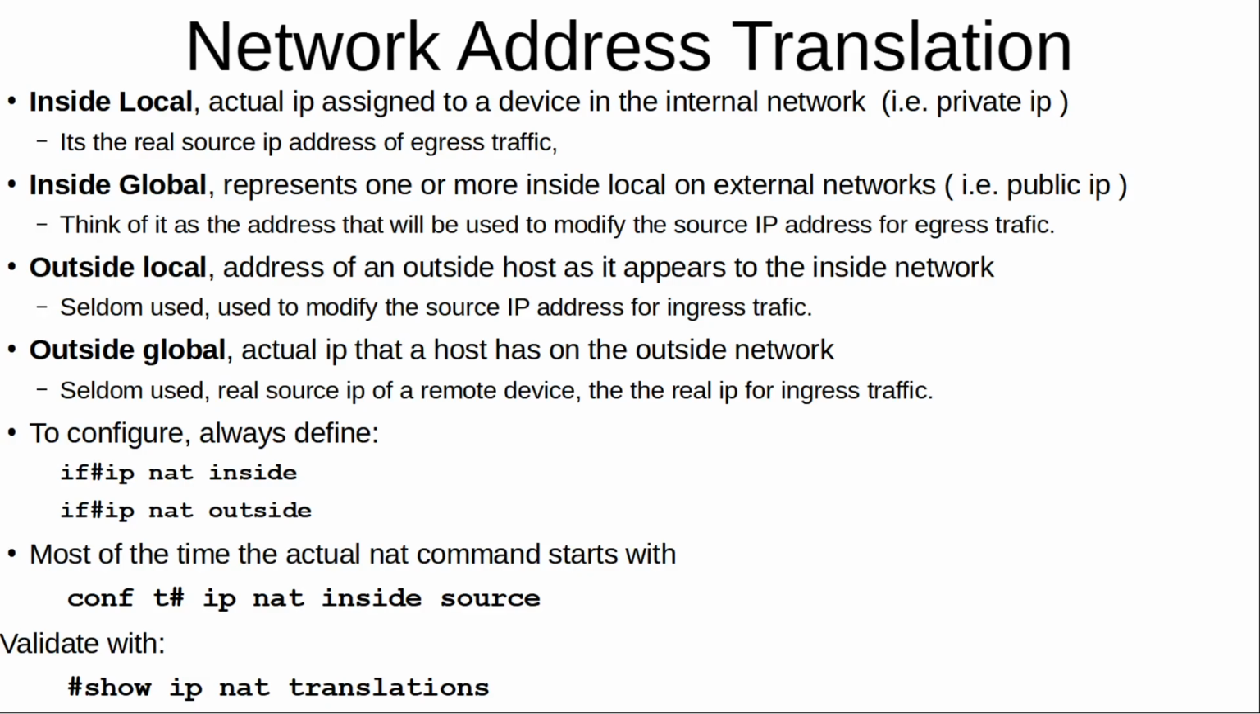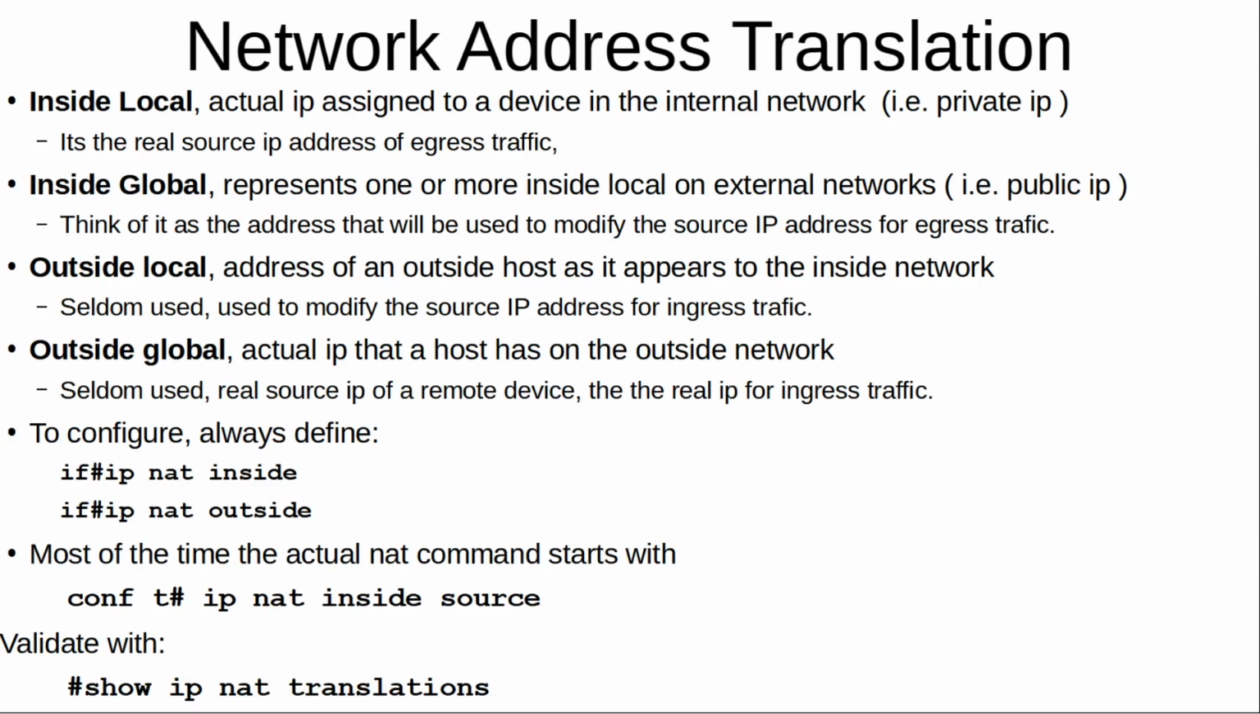So the other 1% of the time you will be working with outside local and outside global. These are seldom used. The outside global is the actual IP address that an external host had on the outside network. And the outside local is the address that represents that host in your inside network.